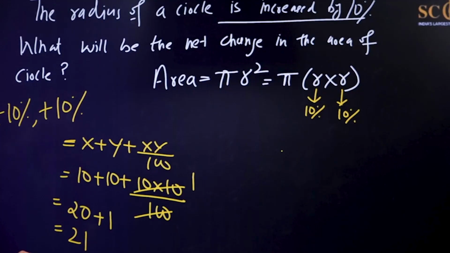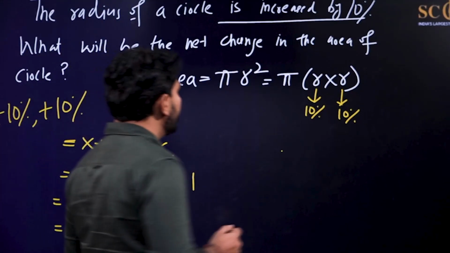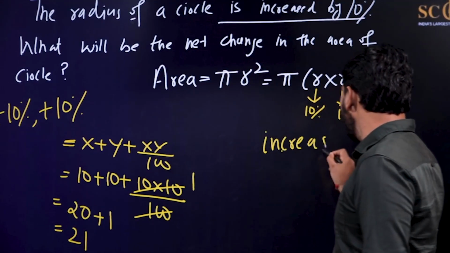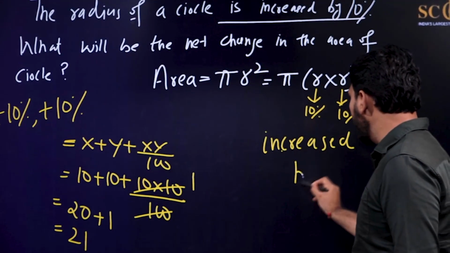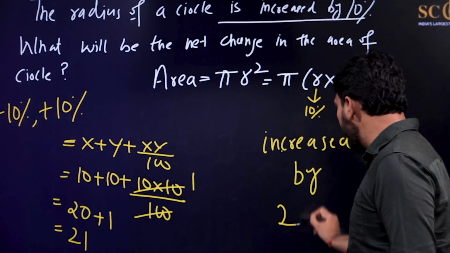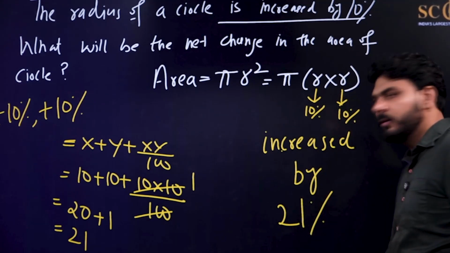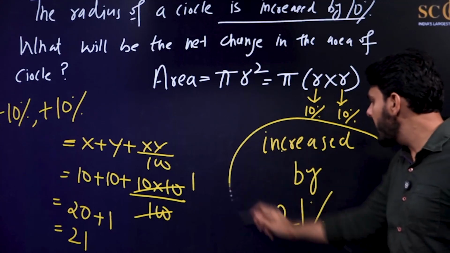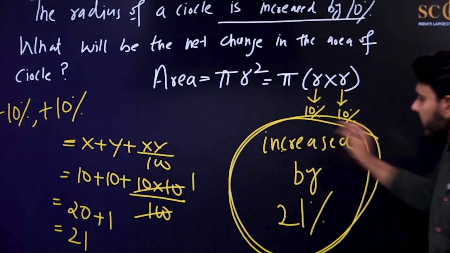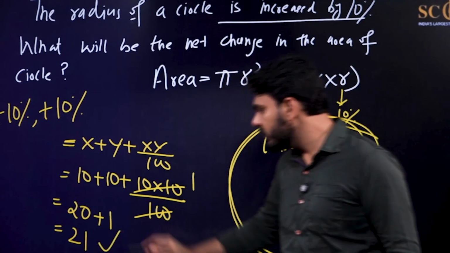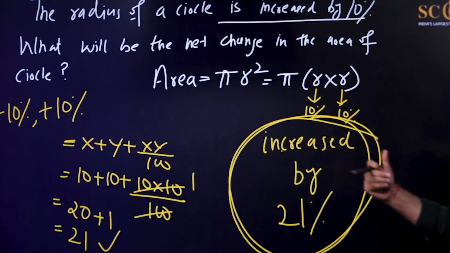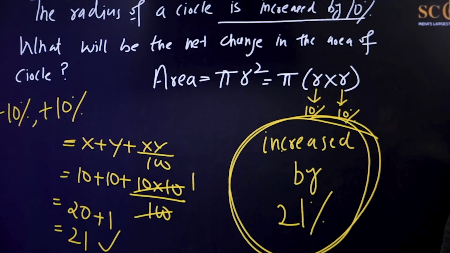So it means the net area change is that the area will be increased by 21%. This is the meaning of our answer, because it is a plus sign here. So the answer is that the area will be increased by 21%.